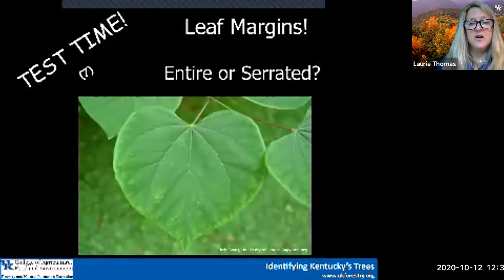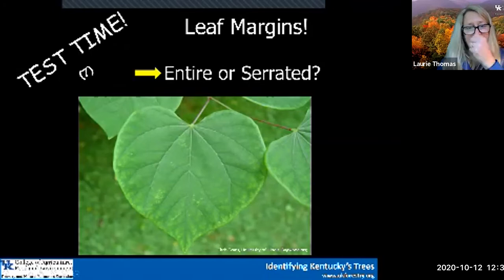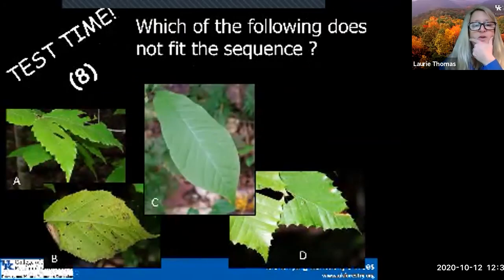Awesome. Leaf margin again, entire or serrated? Well, this was our example for entire. So no serrations and no lobing. It's entire. Great. Oh, which of the following does not fit the sequence? A, B, C, or D? Hopefully everybody said C.